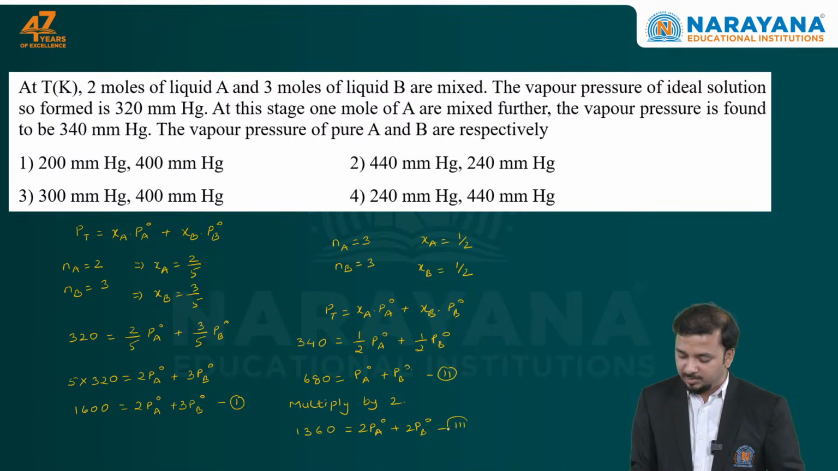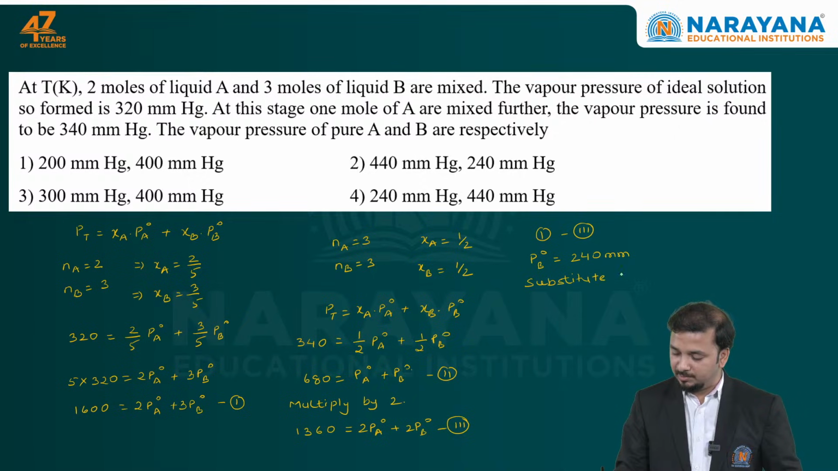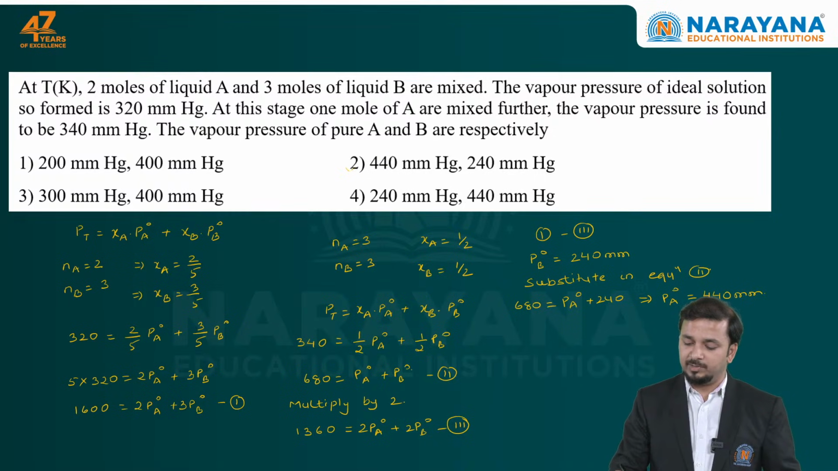This is equation 3. Now if I do 1 minus 3, so we will get Pb naught, that is equal to 1600 minus 1360, which will be equal to 240 mm. And if I substitute Pb naught in equation 2, so we will get 680 is equal to Pa naught plus 240, which means Pa naught will be equal to 440 mm. So the correct answer for this question is option 2.